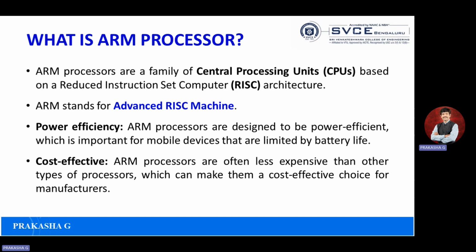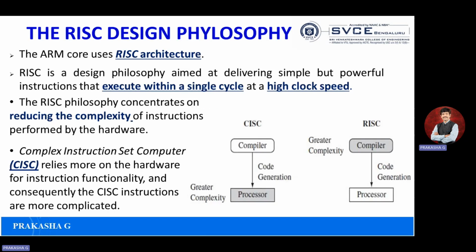ARM processors are often less expensive than other types of processors, which can make them a cost-effective choice for the manufacturers. So these are the major two constraints. One parameter: it should be power efficient. Second, it should be cost effective, and it should be fast. It should not make us wait for a longer duration.